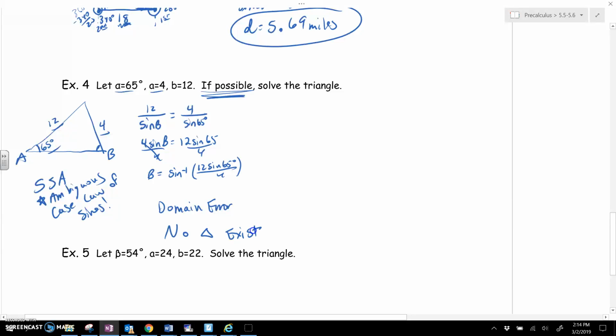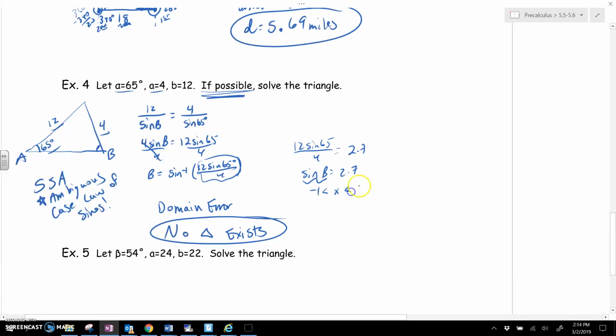This is why when we're just learning geometry, they tell us SSA doesn't work. Now, the other option you could have done, if you just type this part in your calculator, 12 sine 65 over 4, I actually get 2.7, which means that we were saying that the sine of beta has to equal 2.7. But remember that sine only falls between negative 1 and 1, so that doesn't fall within the range of sine. Having said that, I don't usually think about it that way. I would usually just type it into my calculator because that helps me.